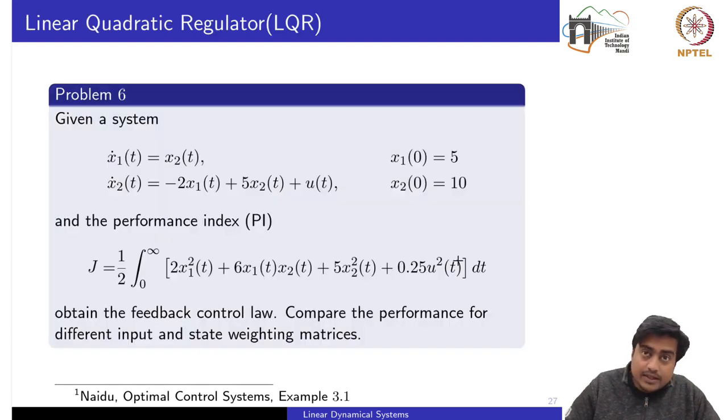So the last problem is about the linear quadratic regulator problem. So we are provided this state space system, which is a single input and two state system, and the performance index is now given as here. So far we have considered the performances as the stability or the tracking. Now here the performance index is given by this particular cost function, and we want to obtain a feedback control law which minimizes this performance index. This is the first part. Now the second part is that with respect to different input and state weighing matrices, we want to compare the dynamics of the state and input signals.